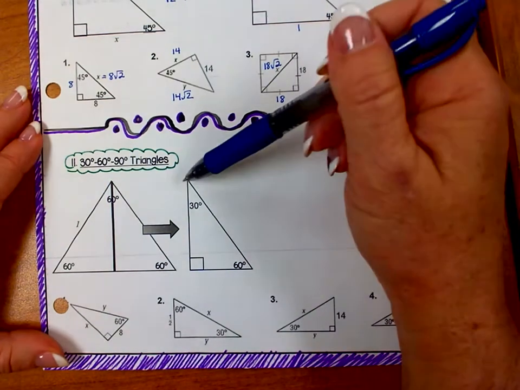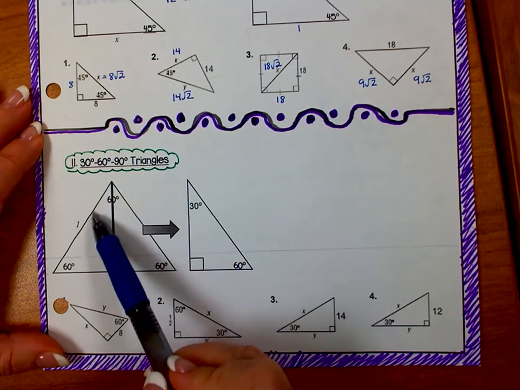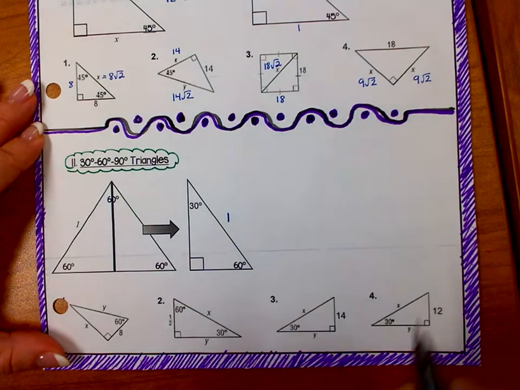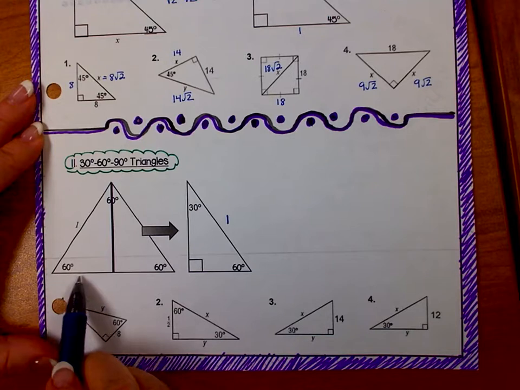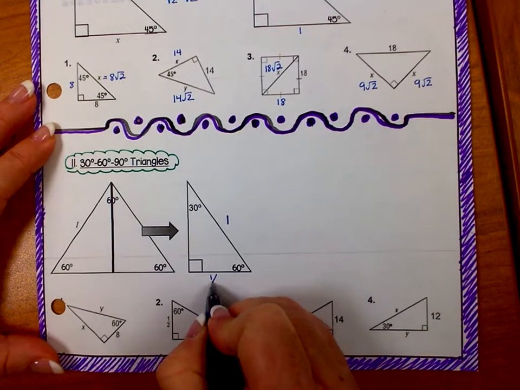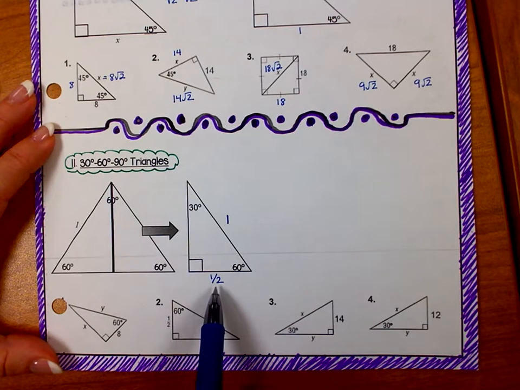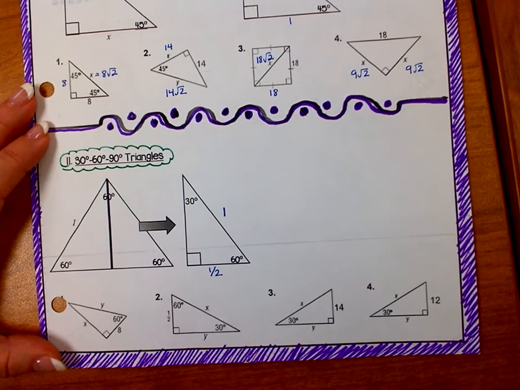So the hypotenuse is the original side length, and in an equilateral triangle all the sides are the same, so if this is 1, then this would be 1. Now this side down here was the original side, which was 1, and it was cut in half. So this is going to be 1/2. So if you're given the hypotenuse, you cut it in half to get the shorter leg. Now to get the longer leg, we're going to use the Pythagorean theorem.